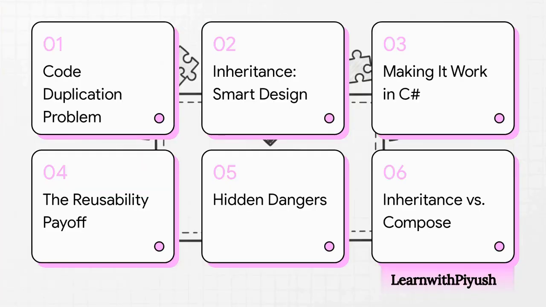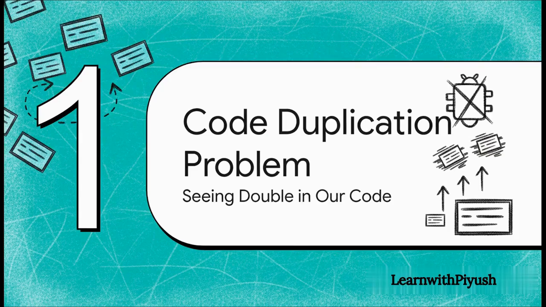Here's the game plan. We'll start by looking at the problem of code duplication, and then I'll introduce inheritance as the perfect solution. We'll see how it works in C#, explore the huge payoff you get with reusability, and then we'll uncover some of its hidden dangers before comparing it to another powerful design pattern called composition. So let's set the scene.